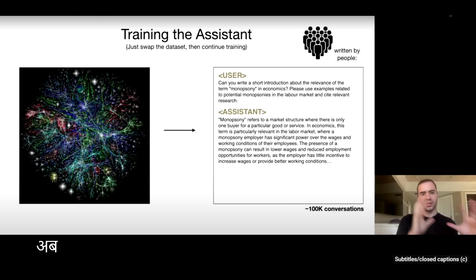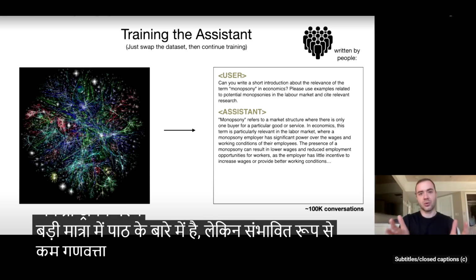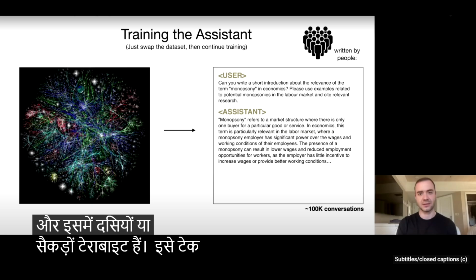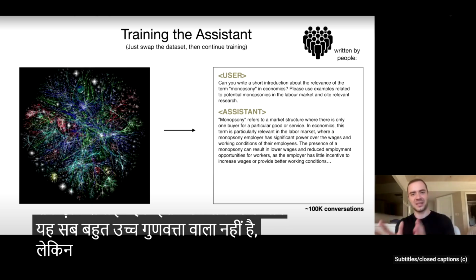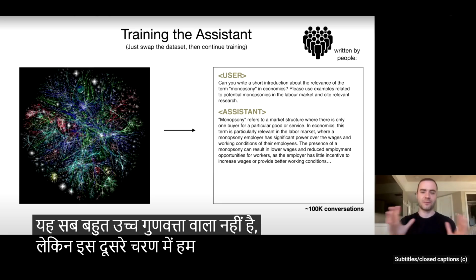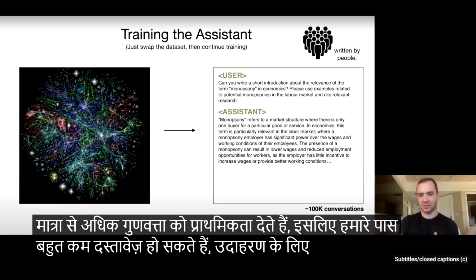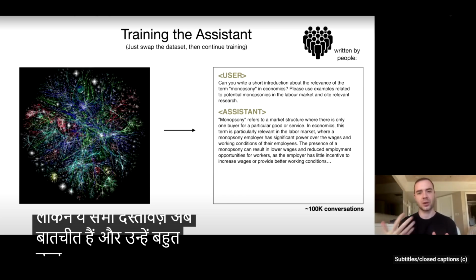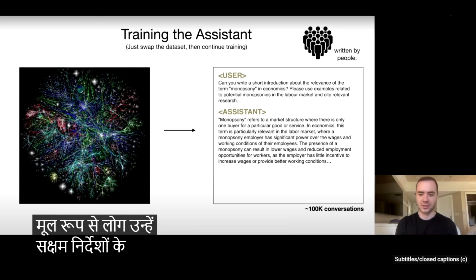Now, the pre-training stage is about a large quantity of text, but potentially low quality because it just comes from the internet, and there's tens or hundreds of terabytes of text, and it's not all very high quality. But in this second stage, we prefer quality over quantity. So we may have many fewer documents, for example, 100,000, but all of these documents are now conversations, and they should be very high quality conversations, and fundamentally people create them based on labeling instructions.